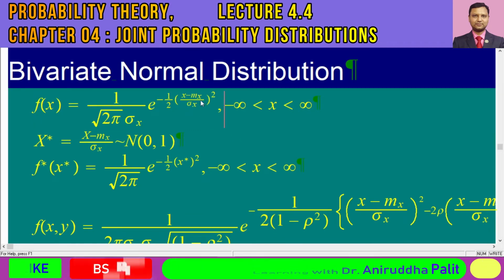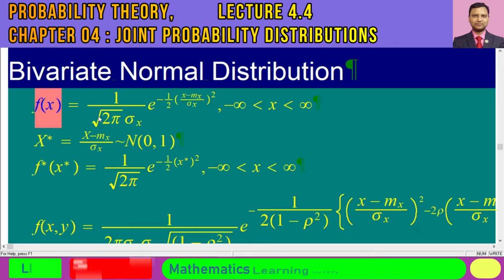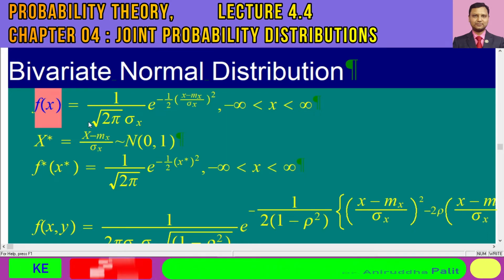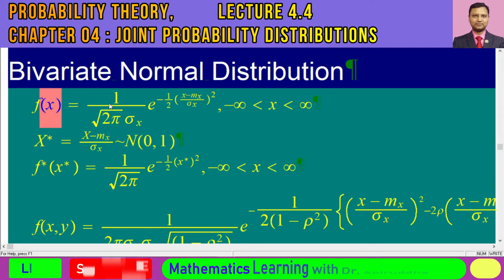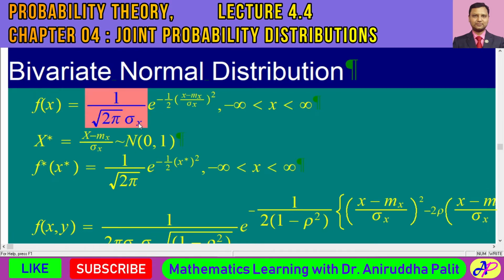We have this type of density function. If we have a probability distribution of a function of a single variable, in that case, f of x, the density function of a normal distribution, normal m comma sigma distribution, is generally written in this way: 1 by root over twice pi sigma.